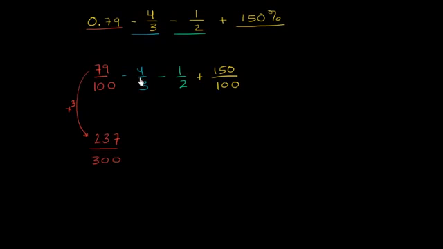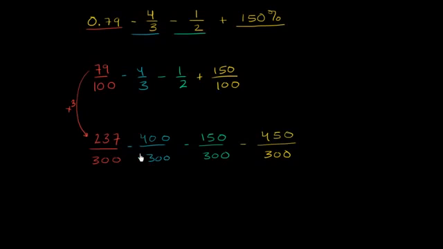237. Now, 4/3. Well, to get the denominator to be 300, we have to multiply the denominator by 100, so we have to multiply the numerator by 100 as well. 1/2, if our denominator is 300, we multiplied the denominator by 150 to go from 2 to 300, so we have to multiply the numerator by 150. And then finally, 150 over 100, well, we're multiplying the denominator by 3 to get to 300, to go from 100 to 300. So we have to do the same thing in the numerator. So 3 times 150 is 450.